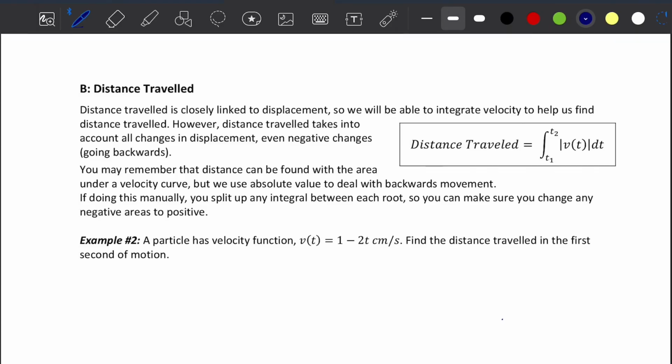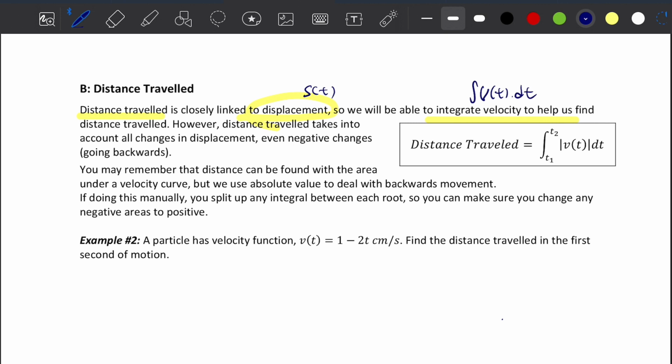Okay, so let's talk about where to use kinematics. We often use kinematic concepts in real life applications, such as calculating the distance traveled. Distance traveled is closely linked to the displacement. Displacement is s of t, and we will be able to integrate the velocity to help us. So we have to integrate the velocity in terms of t to find the distance traveled.